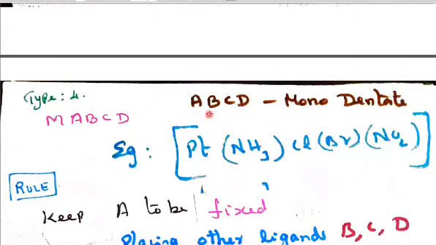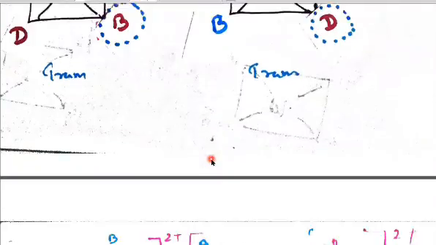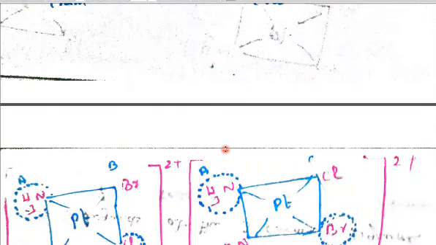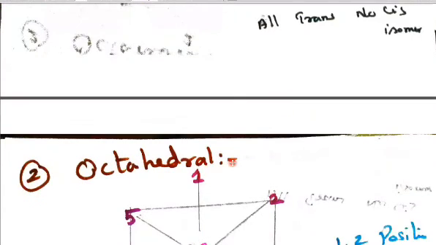So that is called ABCD monodentate, where all the ligands are different. All trans, not cis isomers at all.